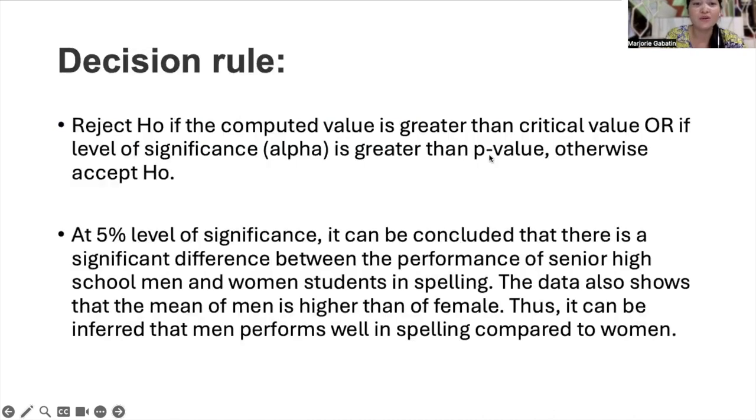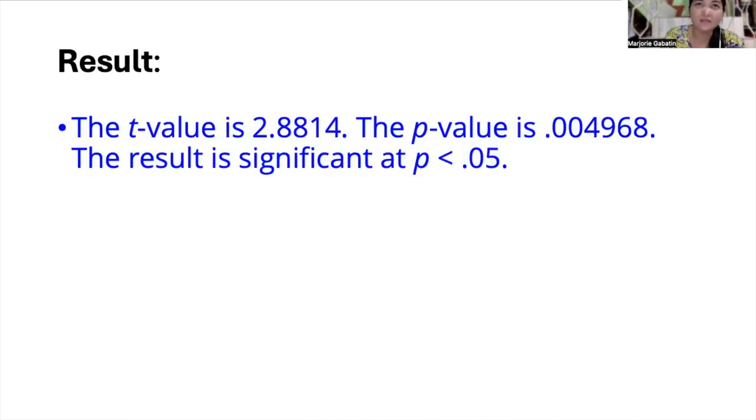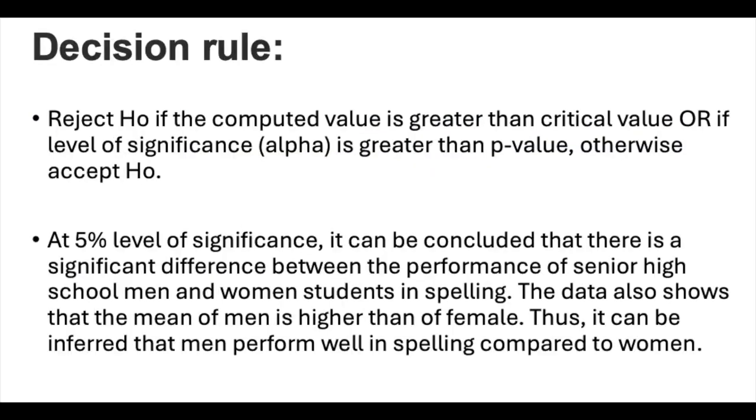So how are you going to write your decision now? Reject H0, the null hypothesis, if the computed value is greater than the critical value, or if the level of significance is greater than the p-value. Otherwise, you have to accept H0.